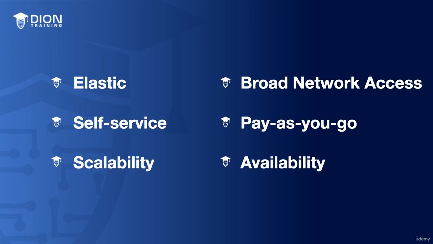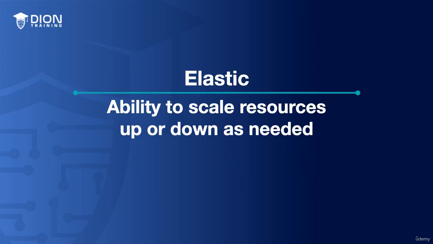These 6 features are commonly found in most cloud services. First, elastic. Elastic refers to the ability to scale up or scale down resources as needed. An example of elasticity in cloud computing is being able to add more virtual servers during peak usage times and then release them after that usage subsides.